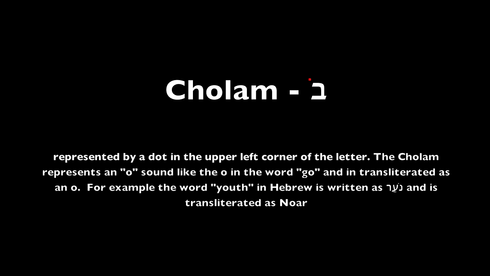Holam, represented by a dot in the upper left corner of the letter. The cholam represents an O sound like the O in the word go and is transliterated as an O. For example, the word youth in Hebrew is written as noar and is transliterated as noar.